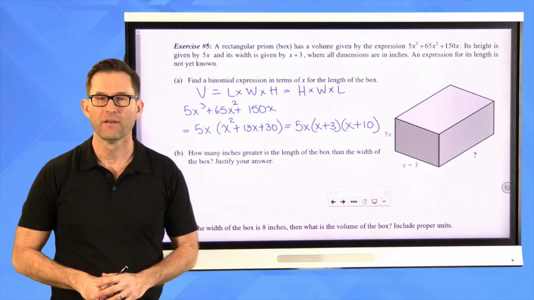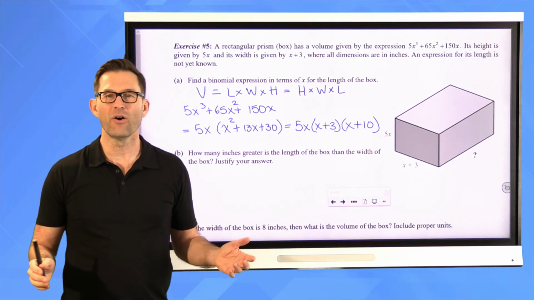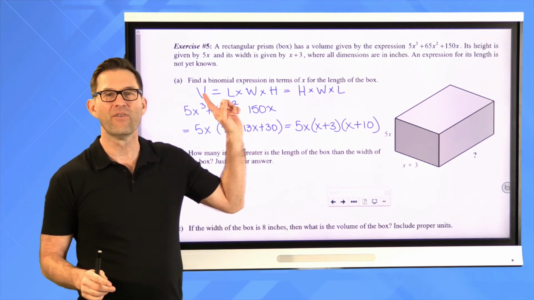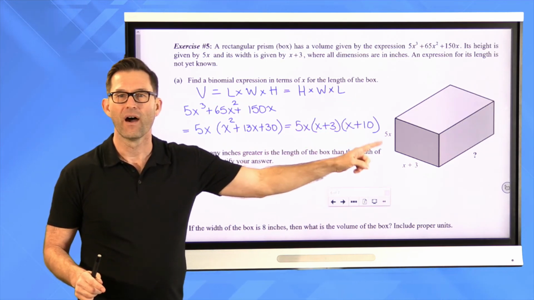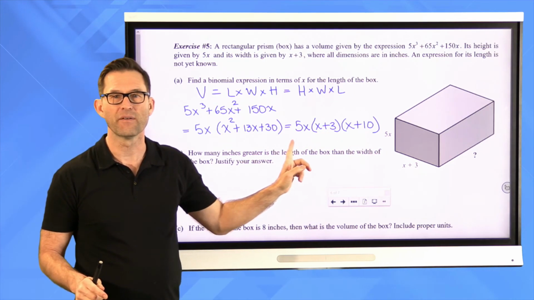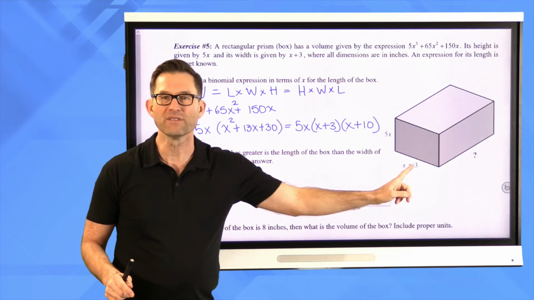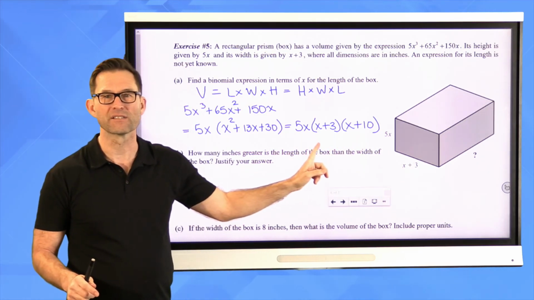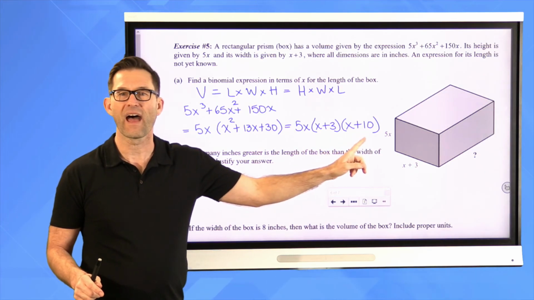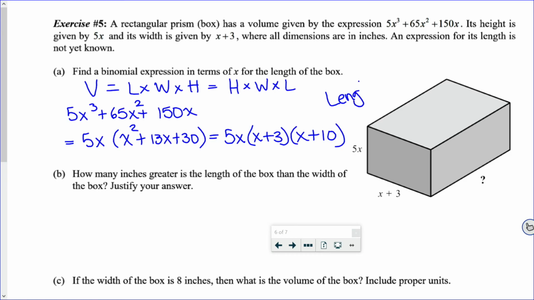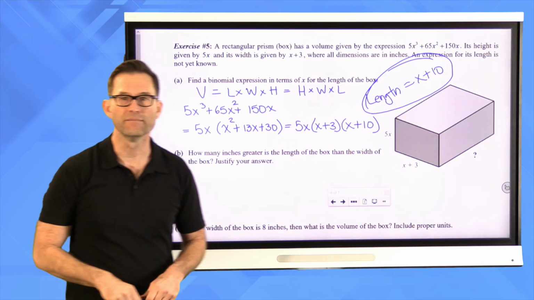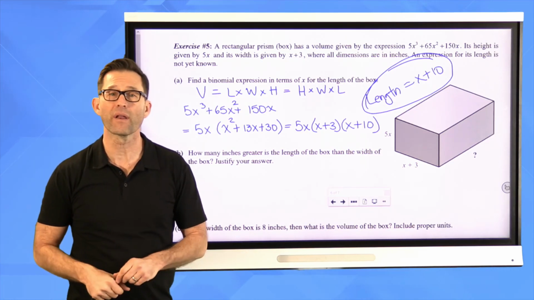Okay? Now at the end of the day, how does that help us? Well, keep in mind that the volume is height times width times length. I know the height is 5x. There's my 5x. I know the width is x plus 3. There's my x plus 3. So that has to be my length. So my length must equal x plus 10. All right, it's got to be, right? It's the missing part of the product.